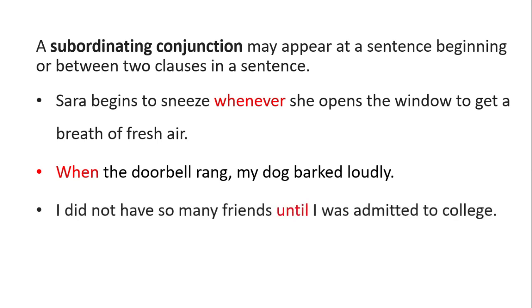I did not have so many friends until I was admitted to college. The first part, I did not have so many friends, is an independent clause, and the other, until I was admitted to college, is a dependent or subordinate clause because it needs another clause.